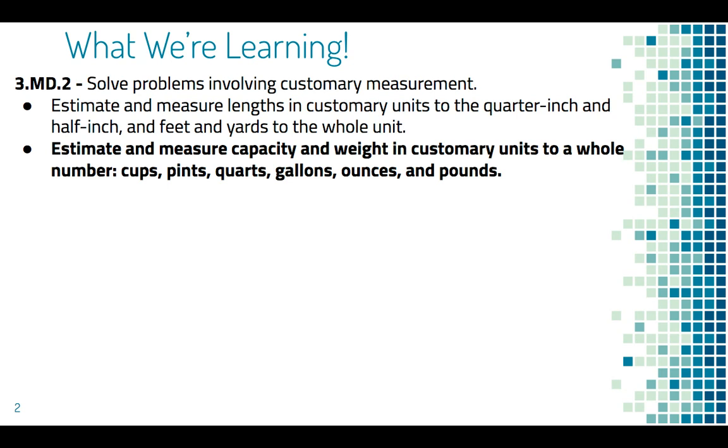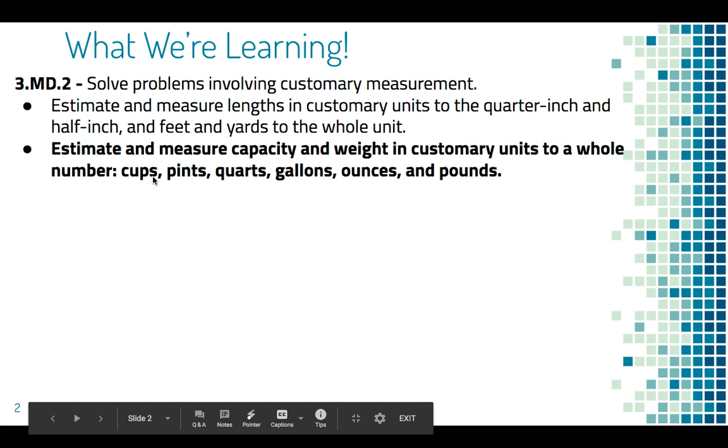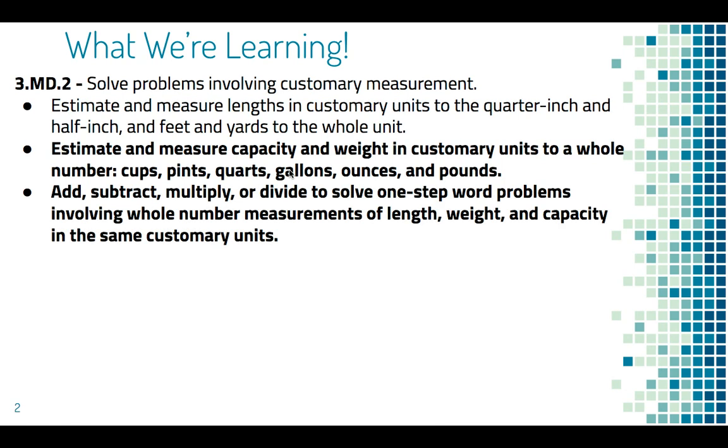Today, we're working on capacity still. So we estimate and measure capacity and weight in customary units to a whole number: cups, pints, quarts, gallons, ounces, and pounds. And again, we're taking a look at the capacity, which is our cups, pints, quarts, gallons. We will also add, subtract, multiply, or divide to solve one-step word problems involving whole number measurements of length, weight, and capacity in the same customary units.